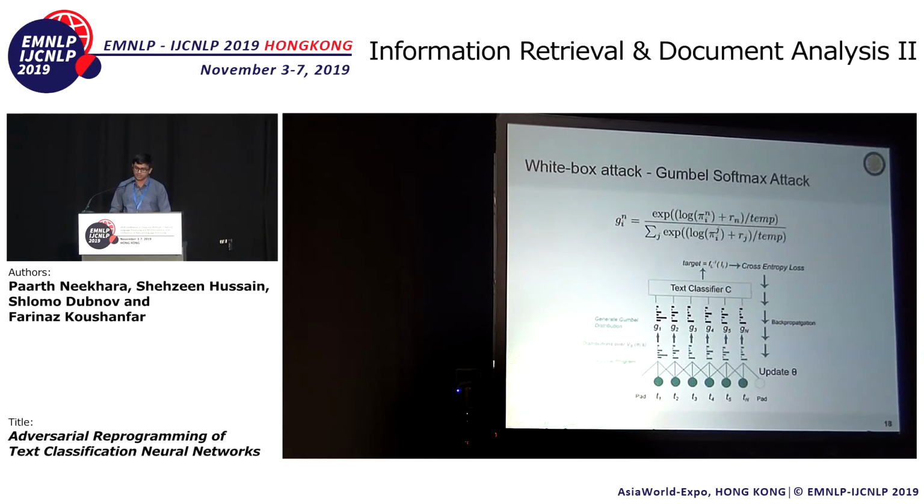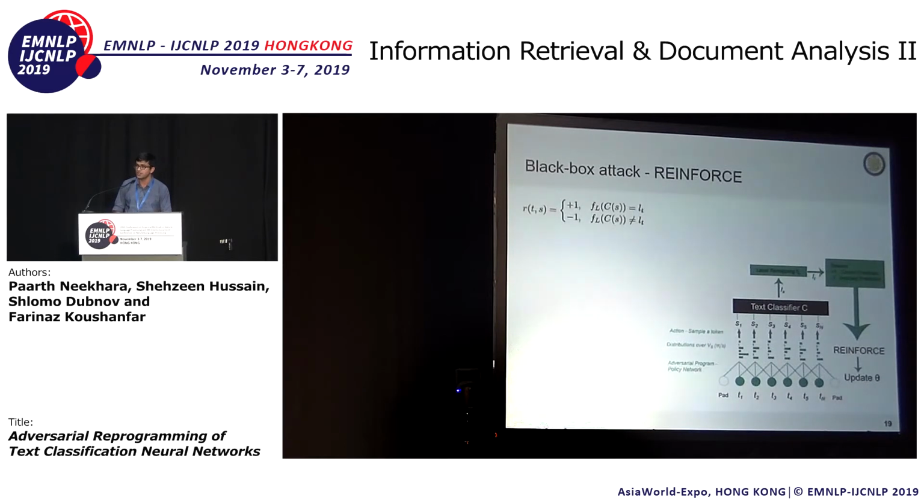And we anneal the temperature parameter during training to train the setup. This is a white box setting, so we are assuming that we can backpropagate through the classifier C. Now, we also propose the attack in the more challenging black box setting, where it's assumed that we cannot backpropagate through the classifier C. So we simply query it for the label, and based on the prediction, whether it's right or wrong, we get a reward. And based on the reward, we train our adversarial reprogramming function using the REINFORCE algorithm.